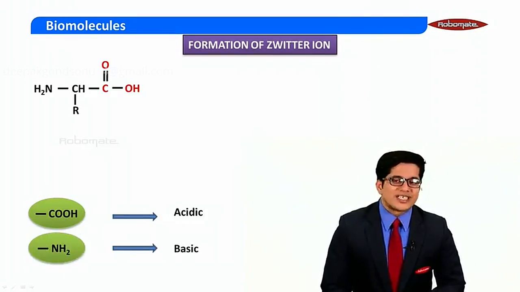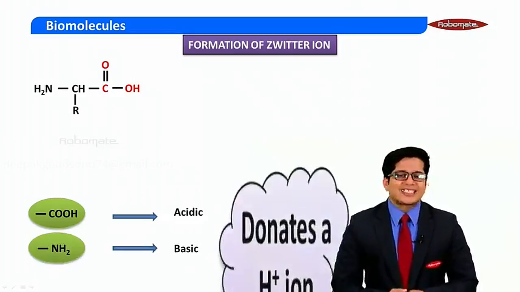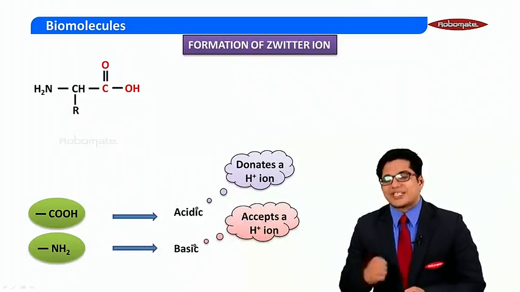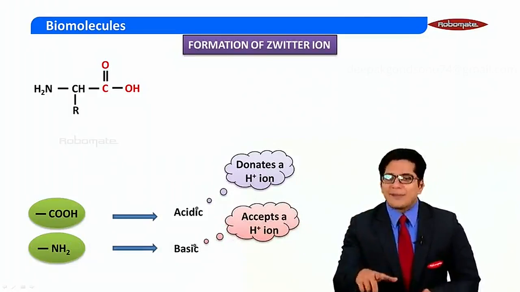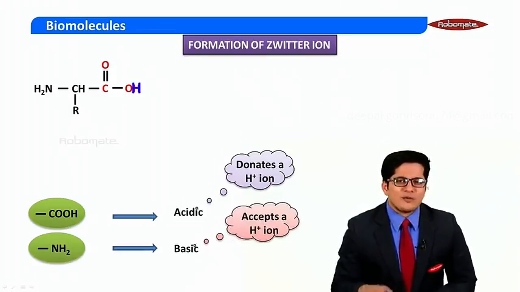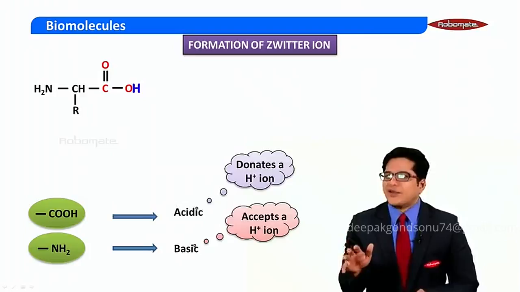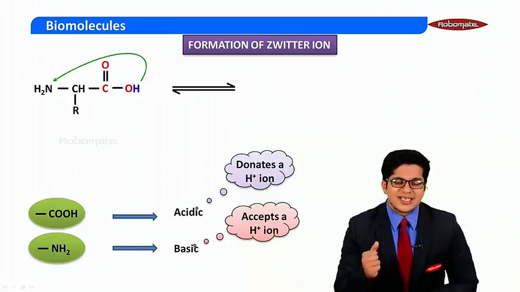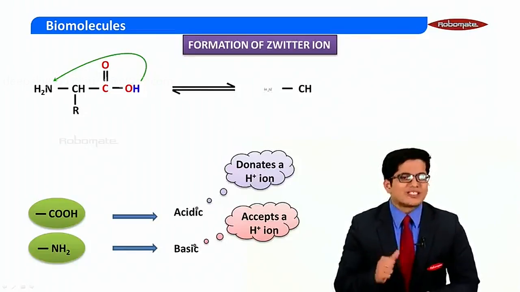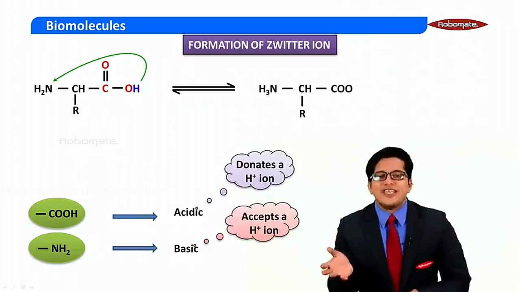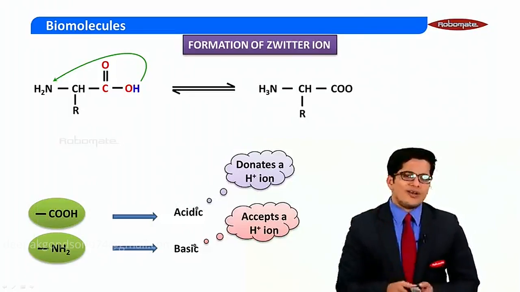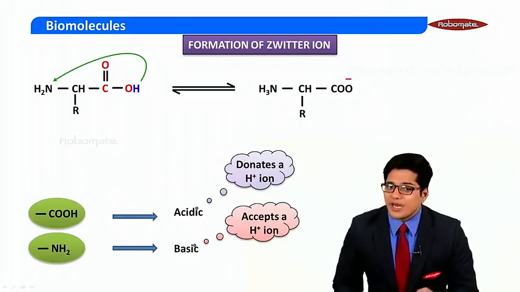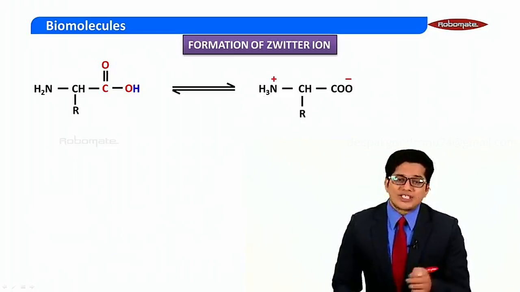Similarly, there is a group that is NH2. Now, an acidic group always donates H+ ions, whereas a basic group always accepts H+ ions. And if this happens, then the carboxylic group would give one H+ ion, which would be accepted by NH2. What would happen after this? Now, we would get a compound that is nothing but R-CH-NH3-COO. But now, COO would give rise to a carboxylate ion, whereas NH3 would now be positive.